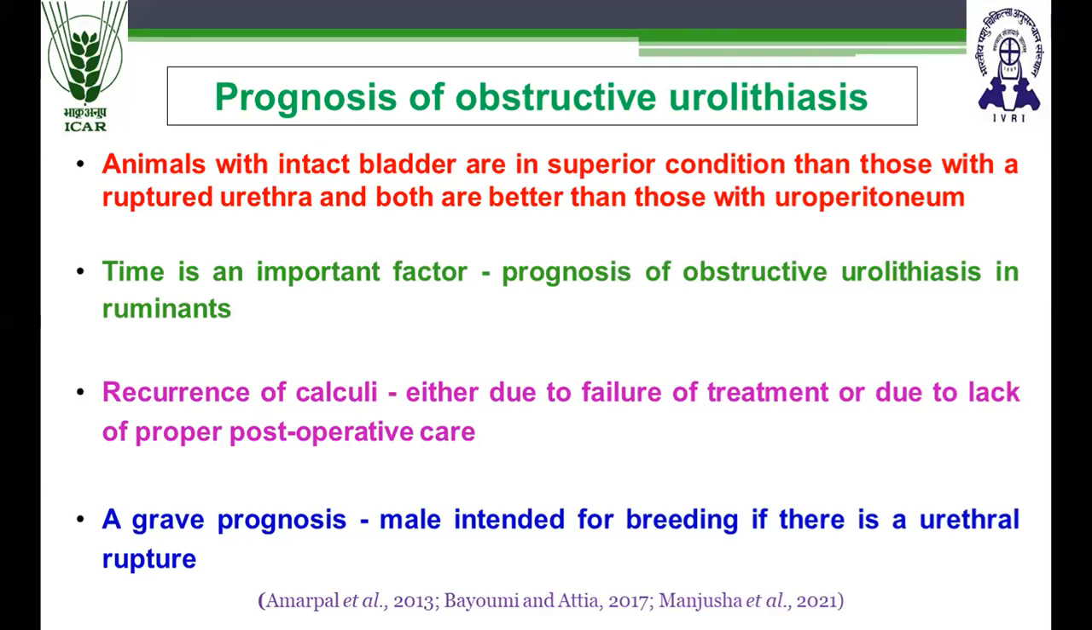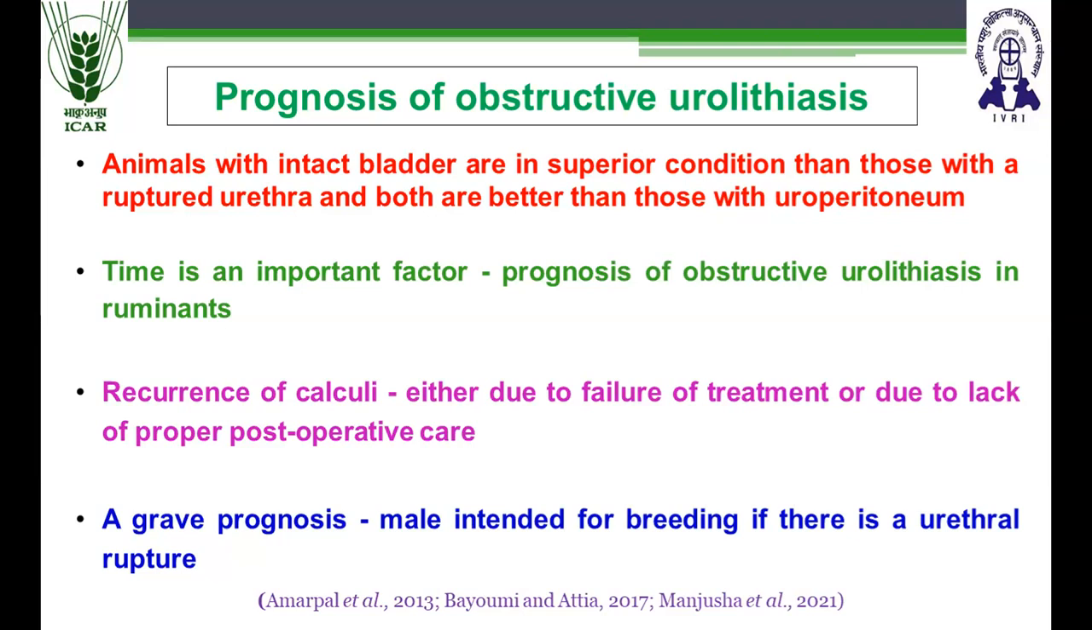And there can be recurrence of calculi. This is very important. There can be recurrence of calculi either due to failure of treatment or lack of postoperative care. It is most commonly seen, as well as if management is not properly done after surgery. And a grave prognosis is given especially for males intended for breeding if there is urethral rupture. There is no point in keeping such animals for breeding, as the urethra is the common track for semen as well as urine.